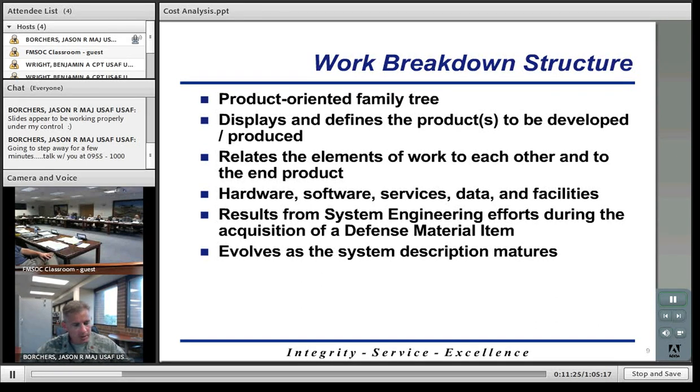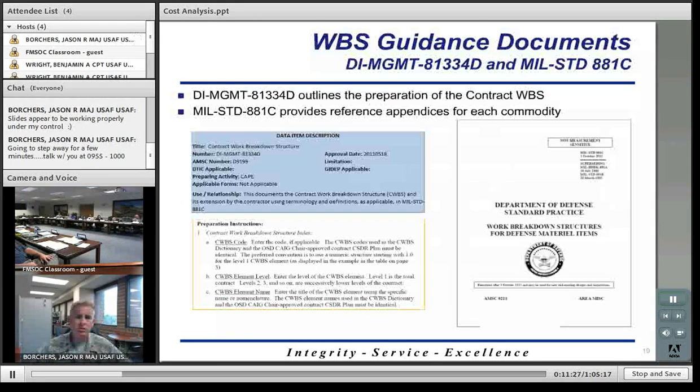Some guidance documents for your work breakdown structure. There's really two. The DI Management 81334D outlines how to actually prepare your work breakdown structure, so it goes into excruciating detail on what to put on each line, how to actually structure your work breakdown structure, etc. So that is really your guidebook for how to put together your work breakdown structure.